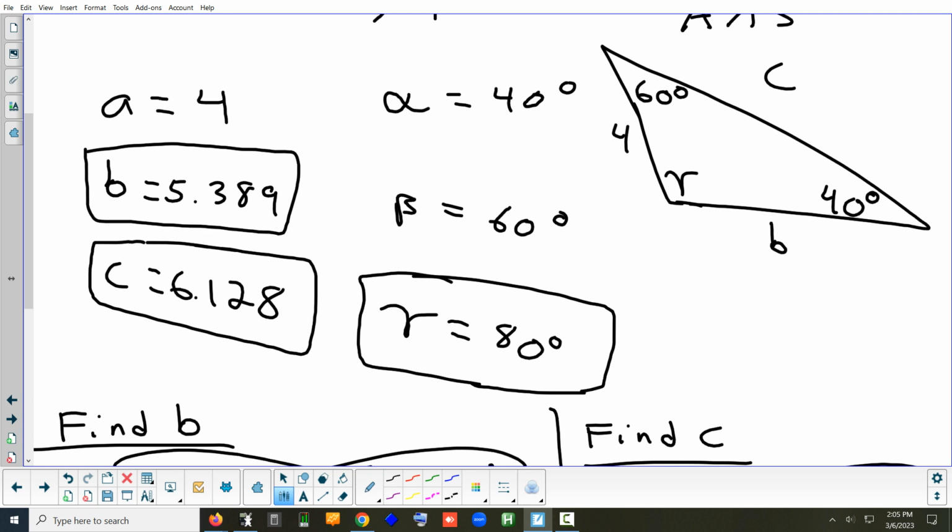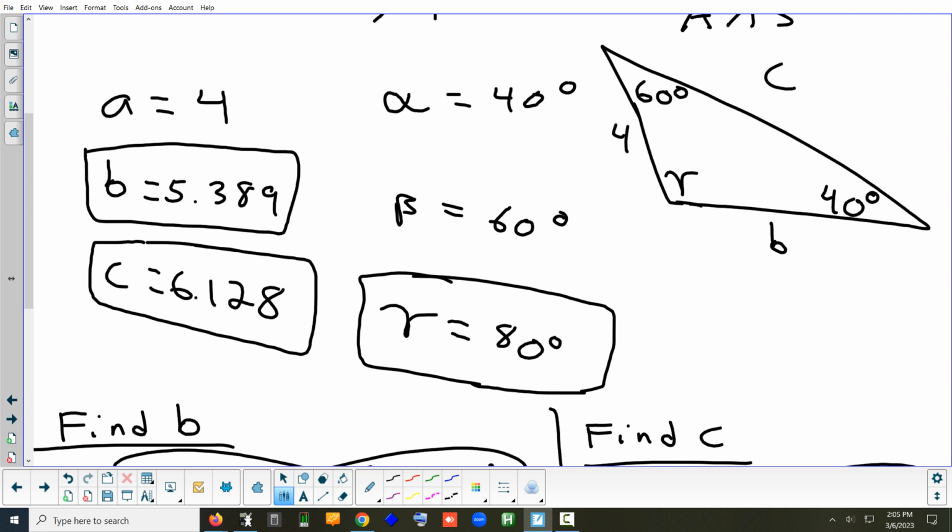Since this is a triangle, the biggest side should always be with the biggest angle. The smallest side should be with the smallest angle. So we can just check that quick. 6.1, that's the biggest side. That's with the biggest angle. 4 is the smallest side, and 40 is the smallest angle.